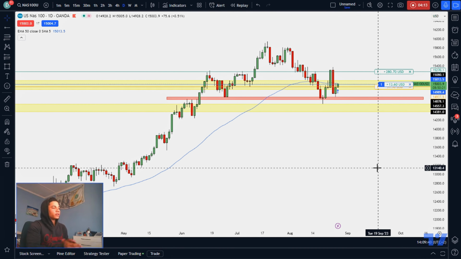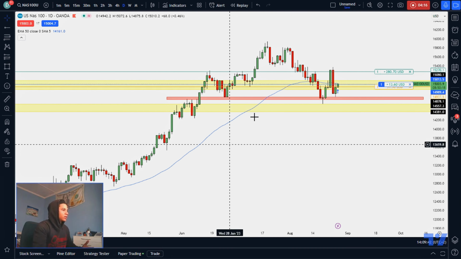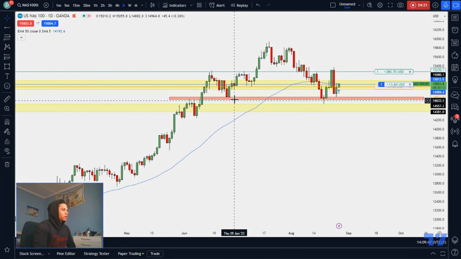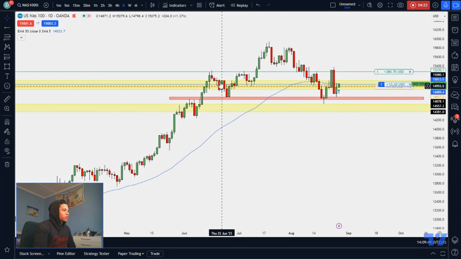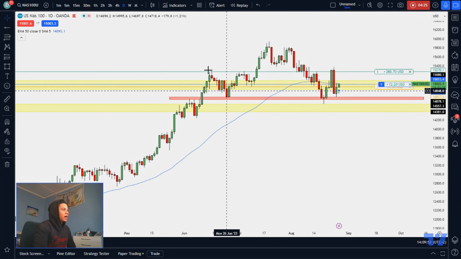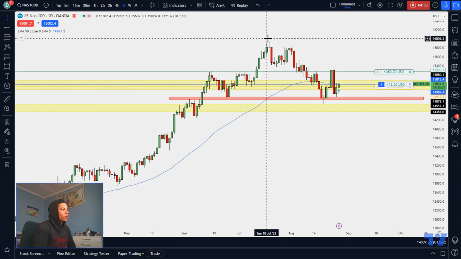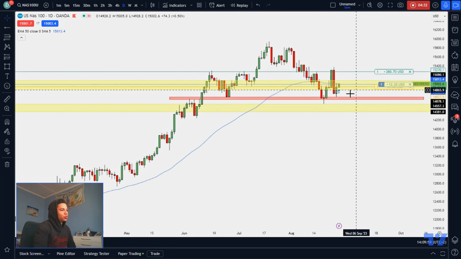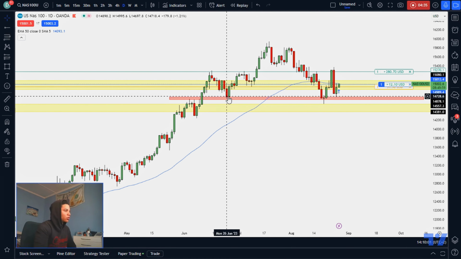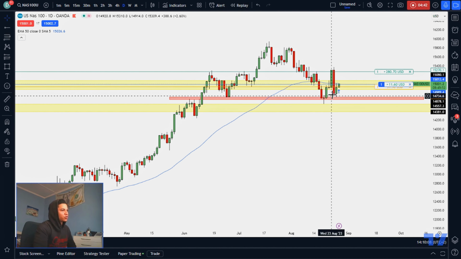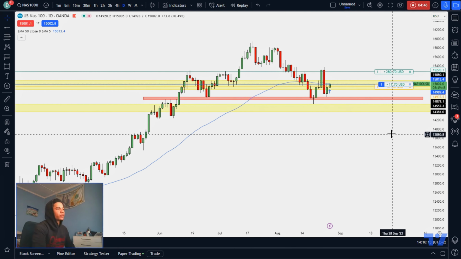On the daily, we have an uptrending market. This was the last higher low that price made before it pulled back to this area, using this previous low as an area of support. Price used this pullback as support not once but twice, and I do see price moving away.